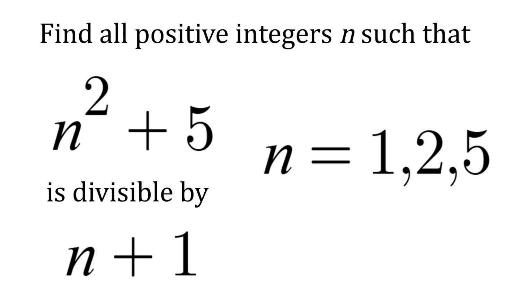So our problem was, find all positive integers n such that n squared plus 5 is divisible by n plus 1. The solutions to our problem right here are that n is equal to 1, n is equal to 2, and n is equal to 5.